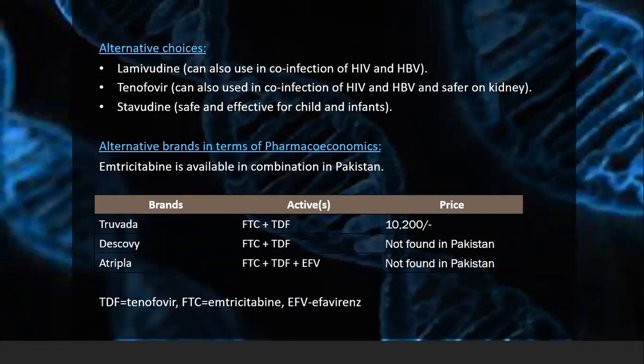Alternative brands in terms of pharmacoeconomics: emtricitabine is available in combination in Pakistan. The brand which is available in Pakistan is Truvada, which is a combination of two active ingredients, that is emtricitabine and tenofovir, and the price of Truvada is 10,200, while Descovy and Atripla are not found in Pakistan.